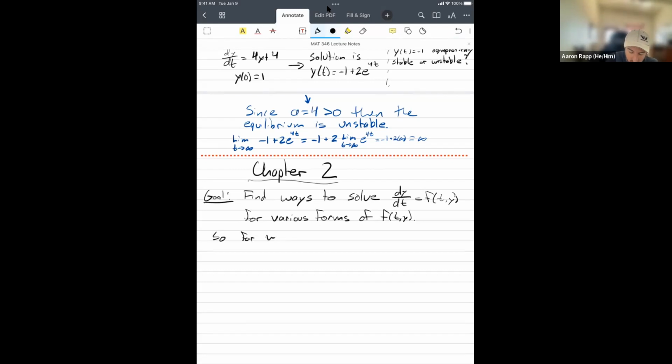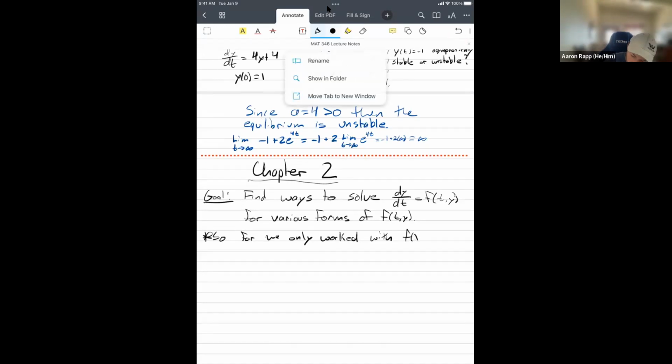So far we have only worked with things of the form f of t comma y is equal to a times y plus b. So that's a very specific instance. It's only acting like a line where the variable is the solution of the differential equation we're looking for.